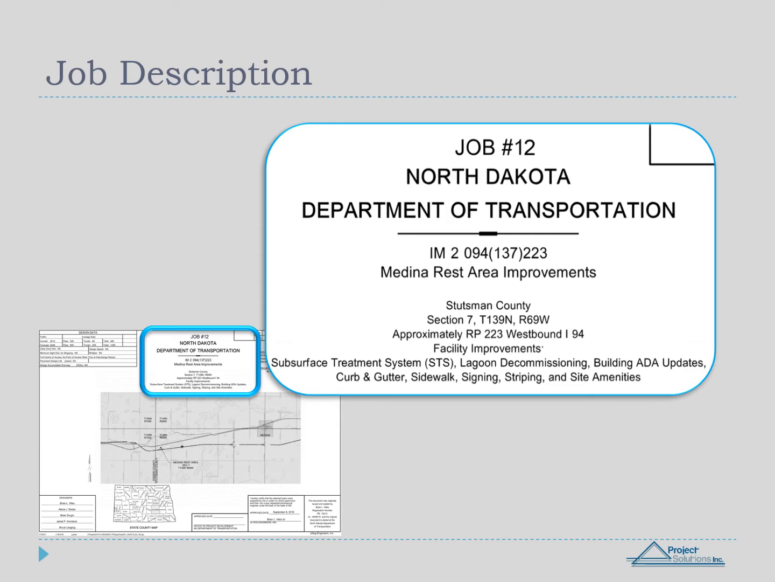In addition to the job number and the name, we are given the location description. The section, township, range, and approximate location to the reference point all ensure the work is done in the correct area. Later in the presentation, we will discuss what a section, township, and range mean. The last bit of information is a description of the type of work being requested. The project will have ADA improvements, curb, gutter, signage, sidewalk, striping, and STS upgrades.